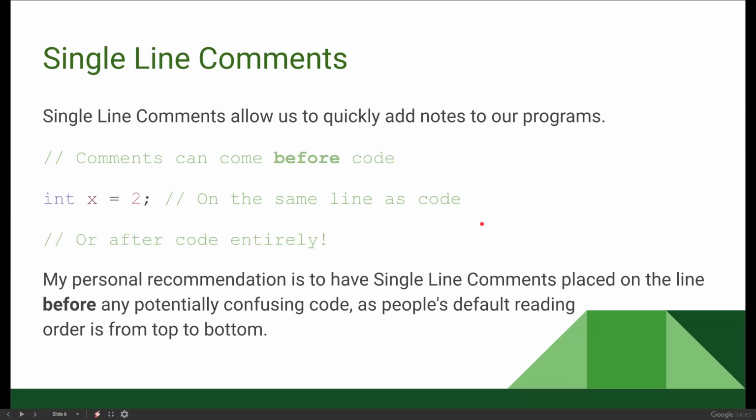My personal recommendation on single line comments is that you place them before the line that you want to explain, because most people are going to read code from top to bottom. That's just the default reading order. Other people like to put it on the same line as the code that they're explaining. If you have a particularly long line of code, this is a bit cumbersome because you have the code and then also the comment, which can also take up a lot of space. So I personally like having it come before, but that's just my personal preference. You're free to put comments wherever you like.